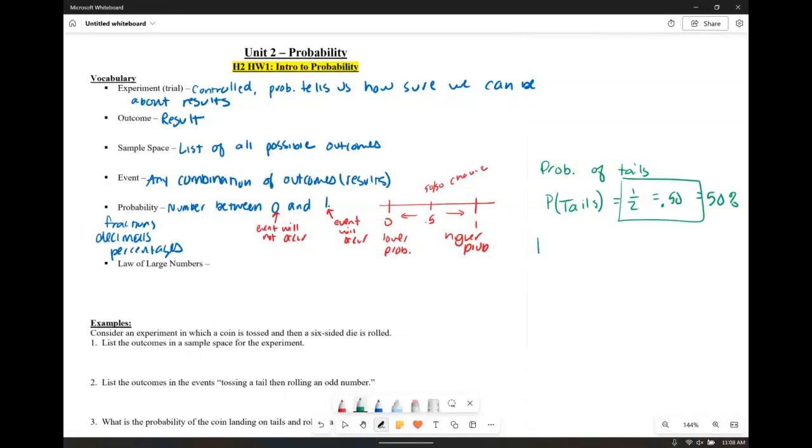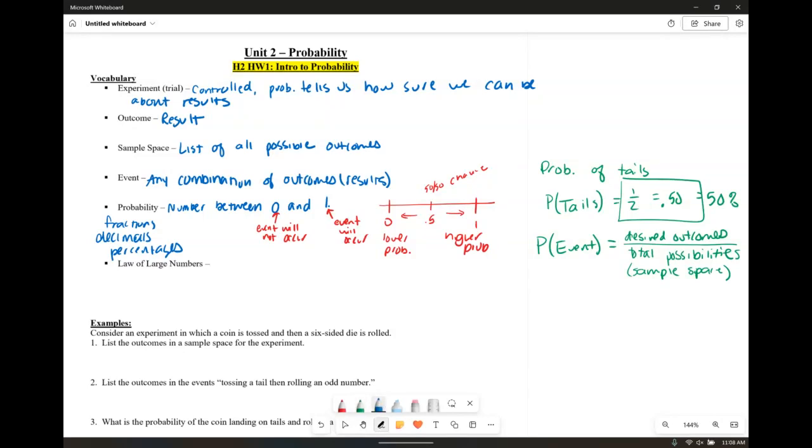To find the probability of any event, we put the number of desired outcomes over the total possibilities. The total possibilities is also the sample space.